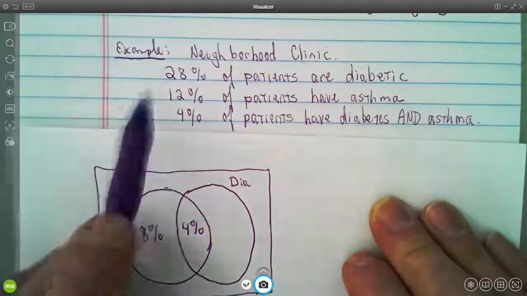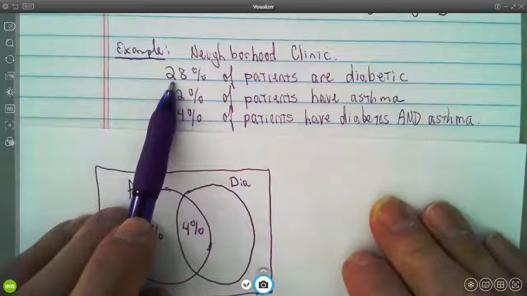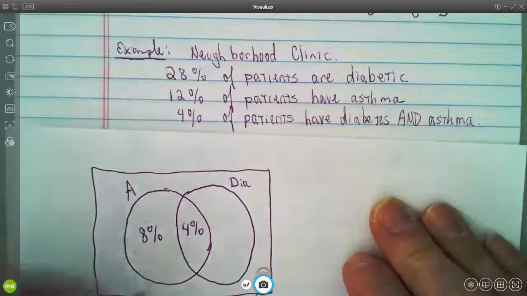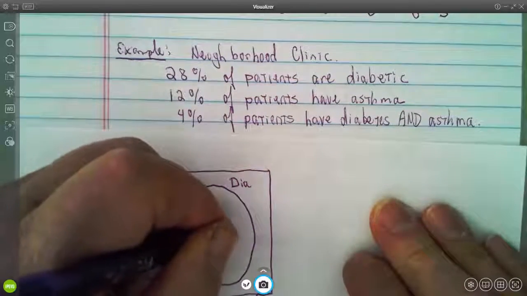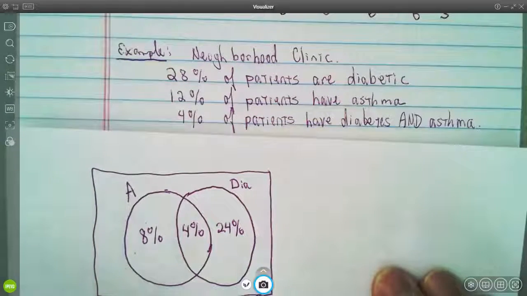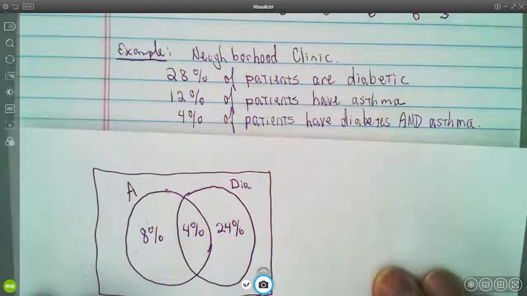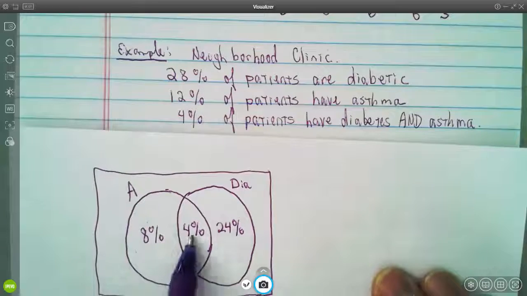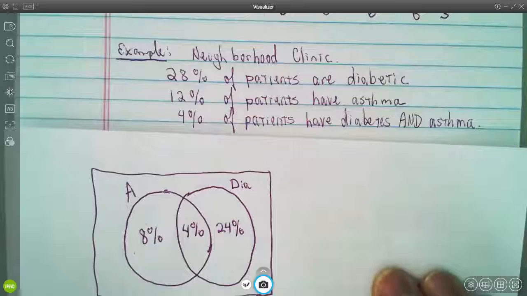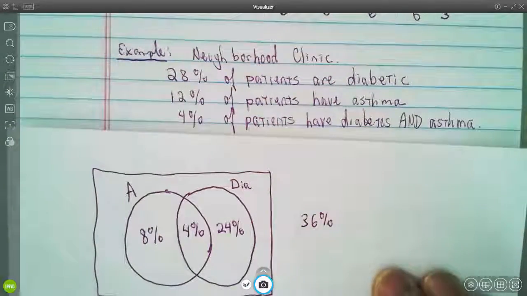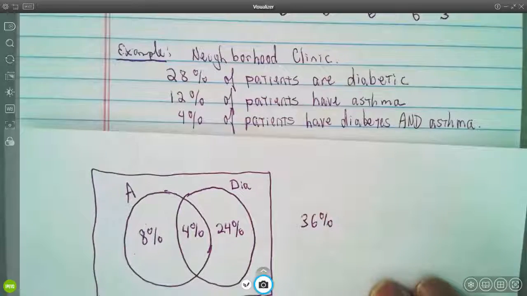Well, what about diabetes? 28% of patients fall within the diabetes circle, but 4% of them are here. The remaining 24% are out here. This tells me now that the probability that a patient has either asthma or diabetes would simply be the sum of these numbers. 8 and 4 make 12, 12 and 24, 36% have one or both of these conditions.